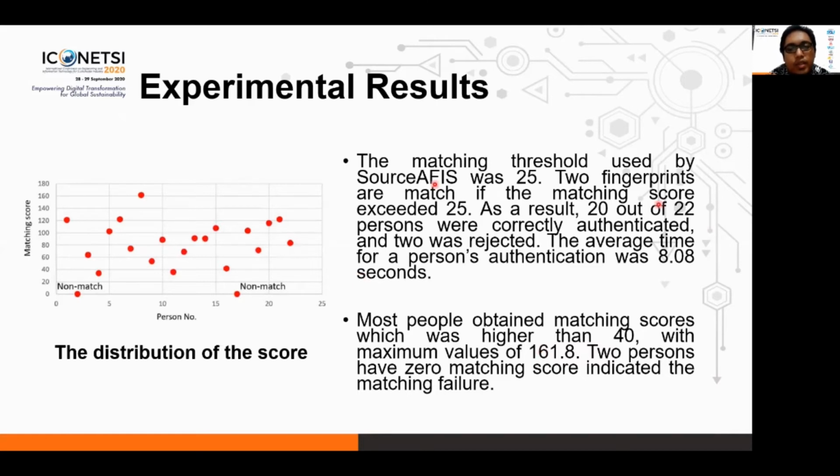2% have zero matching score, indicate the value. So if the score is under 25, it will have 0. So the matching will fail.